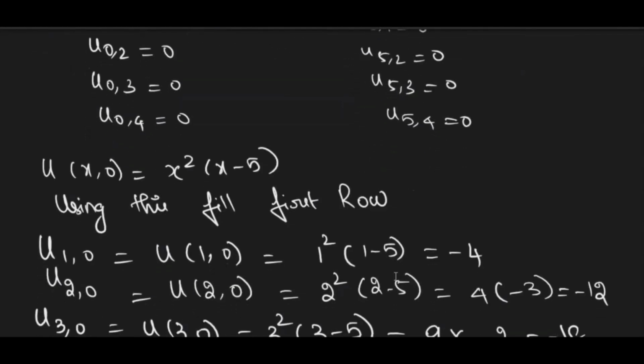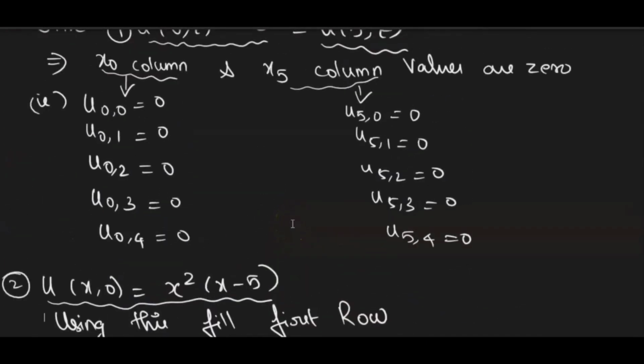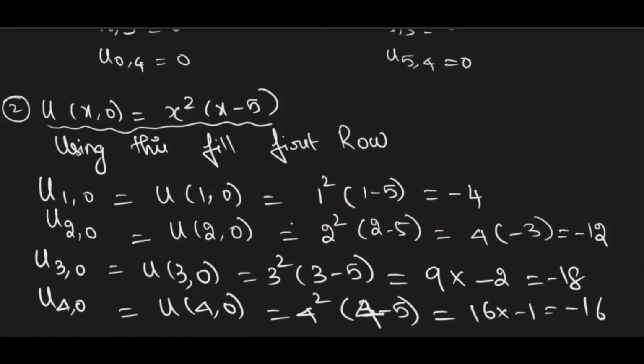This is the second clue given. What is the second clue given? U of x comma 0 is x square into x minus 5. So by using this, I will fill the first row. Okay, so in the place of x, I'll substitute 1, because u of 0 comma 0 already we know it is 0. Even if you substitute here also, you will get 0. Already we have written u of 0 comma 0 is 0. So don't worry about it. Put x is equal to 1.